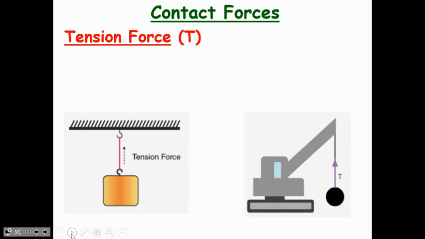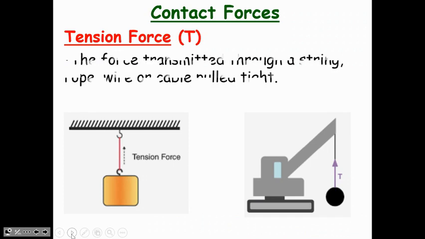Another contact force that we will see is tension force. Tension is a force that's transmitted through a string, rope, wire, or cable that is pulled tight. So any of those types of materials, like a string or a wire that has tension on it, that's pulled tightly, we call that a tension force.